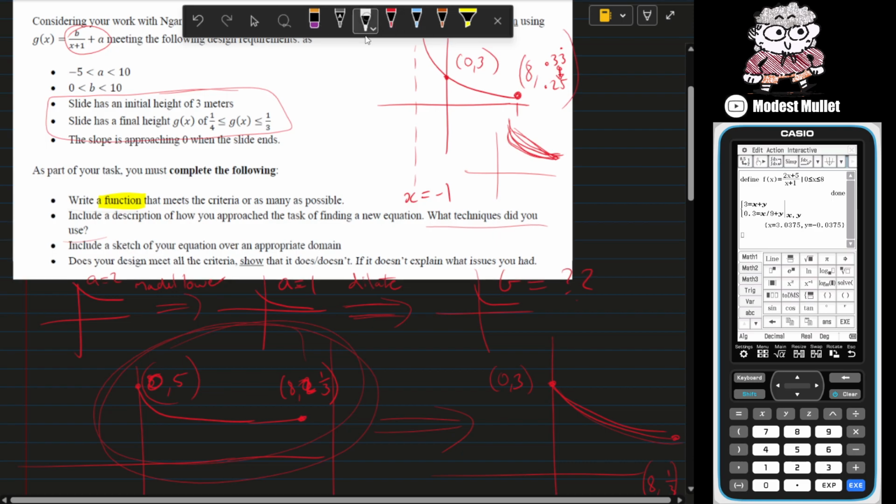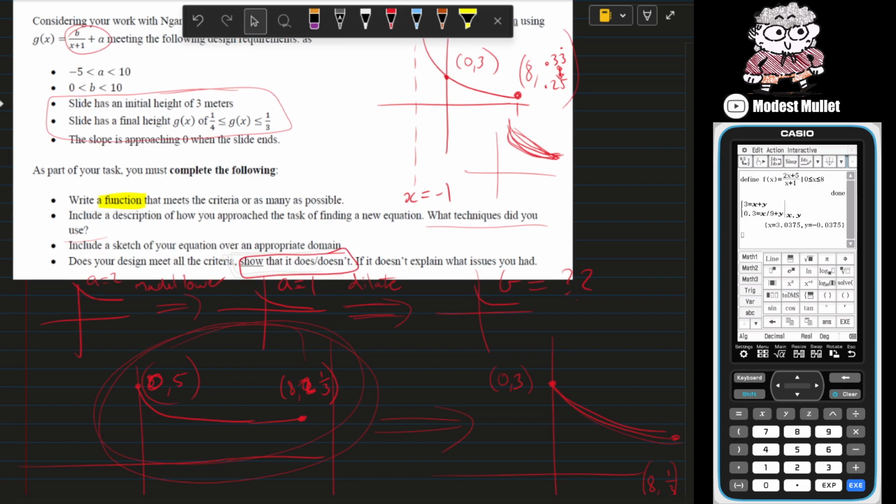So what does it mean to show at currently our level of maths? If I can get the red pen. Show that it does or doesn't. Well, meeting criteria, let's call this criteria 1, 2, 3, 4, and 5. Meeting criteria 1 and 2 is very easy. If your a and b values, just say, let a equal 1 and 1 is between -5 and 10. Done. Let b equal 3. 3 is between 0 and 10. Done.